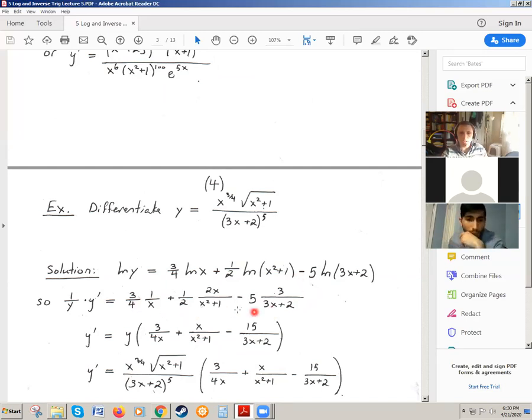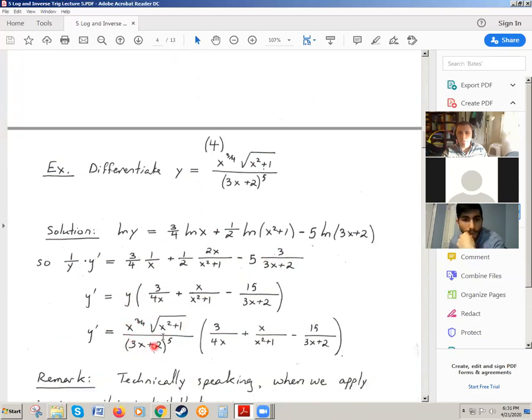So notice that what we have on the left side is 1 divided by y times y prime. And our goal was to find y prime. So what you do next is multiply both sides by y. Your derivative is what was on the right multiplied by y. And what is y? Y is the original expression. So the derivative is the original expression multiplied by what you obtained on the right.